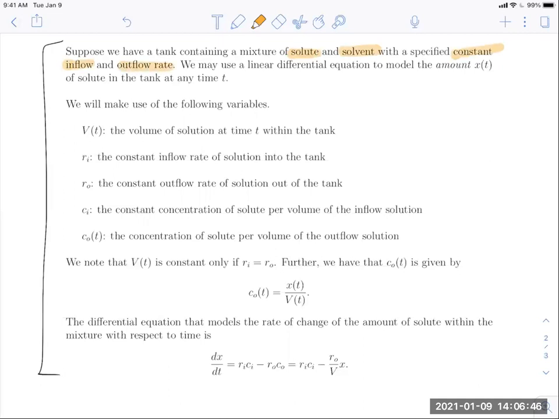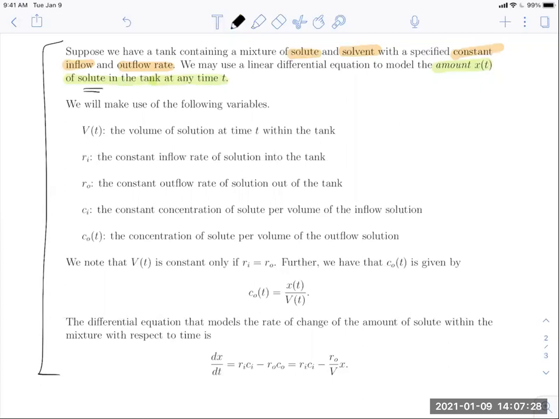We may use a linear differential equation to model the amount x of t of solute in the tank at any time. I just want to highlight what x of t is representing because I think very often students forget what that is. It's the amount of solute. So maybe you're trying to dissolve sugar or salt in water, or maybe you're trying to dilute some pollution, something of that nature. We're measuring the amount, whether it be in grams or ounces or liters or whatever it may be.